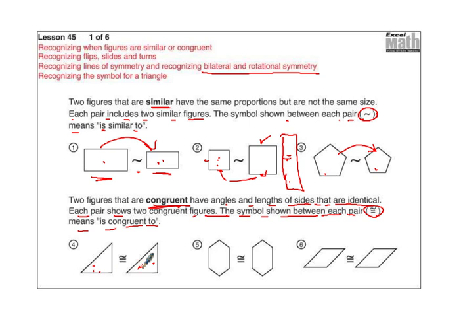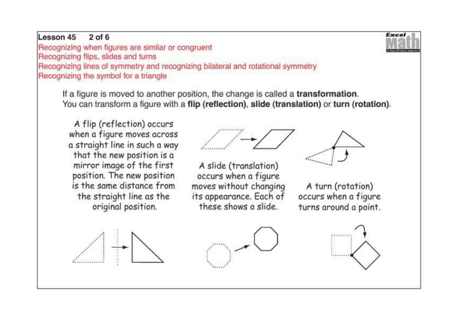Now you could twist one of them. You can move it into a different spot, but it has to be the exact same shape. And here we have this one and this one congruent to each other, and these two congruent to each other. So you need to understand on this part of the lesson the difference between similar figures and congruent figures. If a figure is moved to another position, the change is called a transformation. You can transform a figure with a flip, a slide, or a turn.